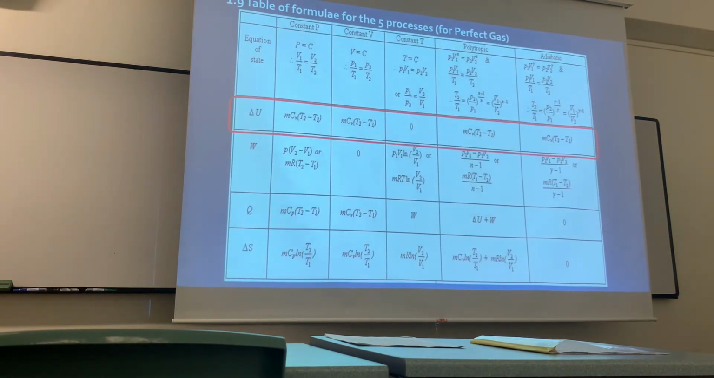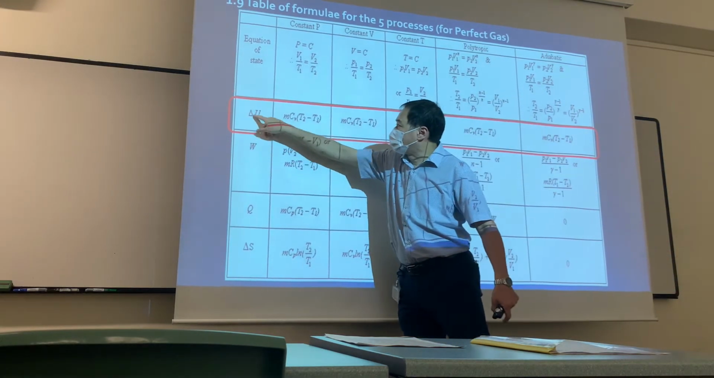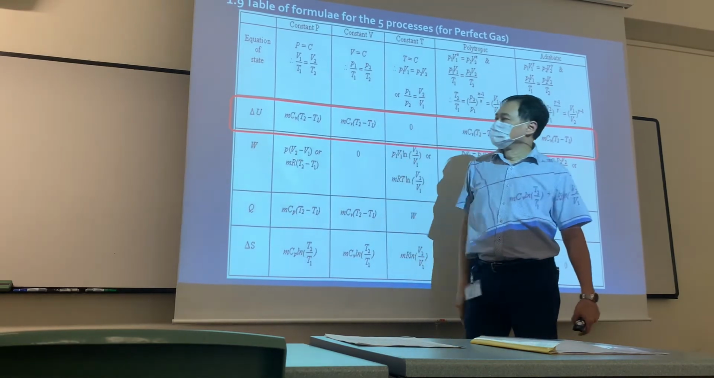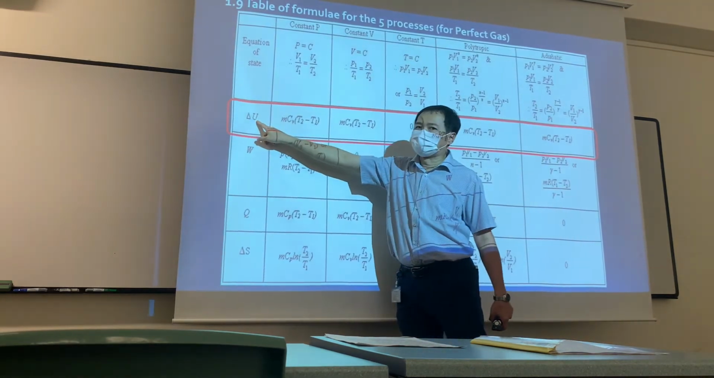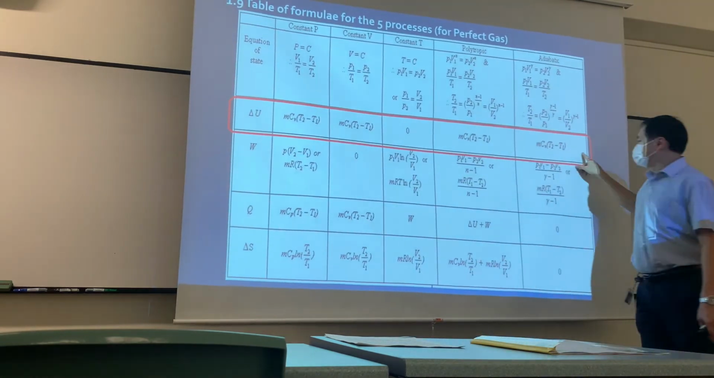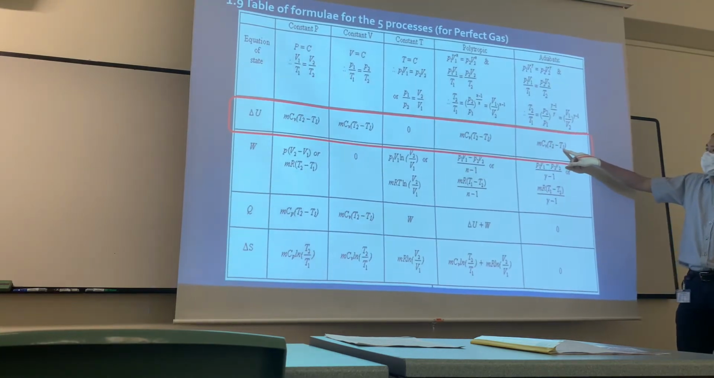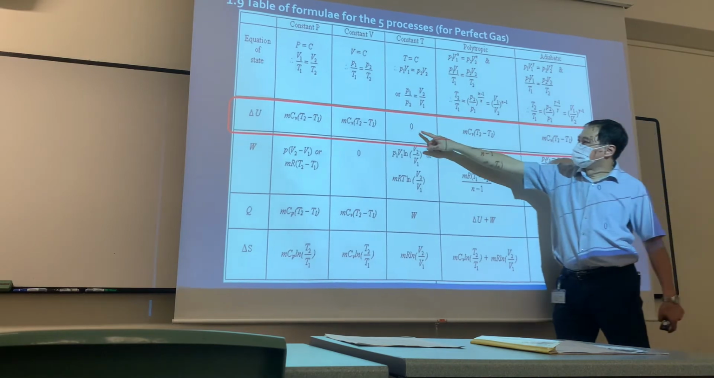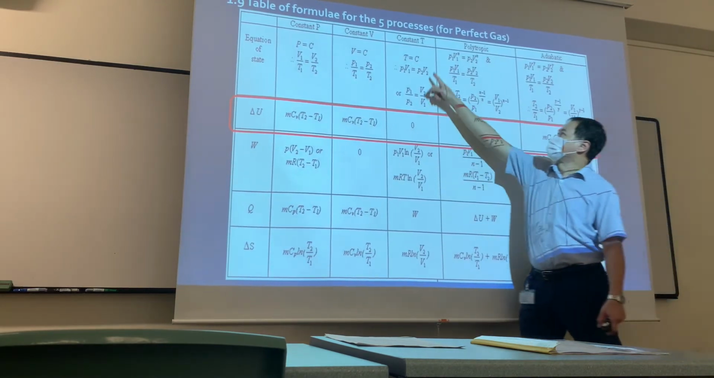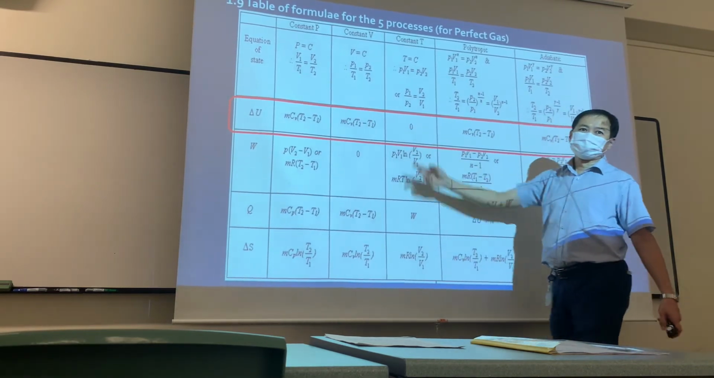Then the next row, delta U. The triangle is a delta. What does it mean? It means change. Change of what? Change of internal energy. You can see that the change of internal energy calculation is always the same: mCv (T2 minus T1). However, this one is 0. Why is this one 0? Want to make a guess? Yeah, the temperature is the same. T2 and T1 are the same, so it becomes 0. That's the reason.